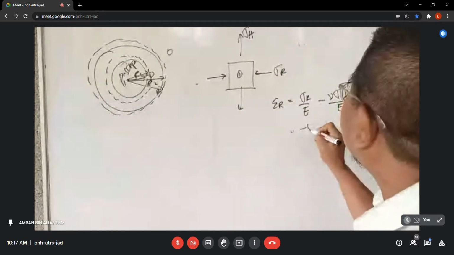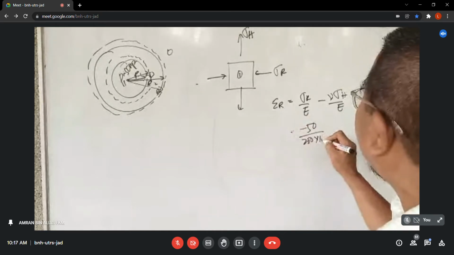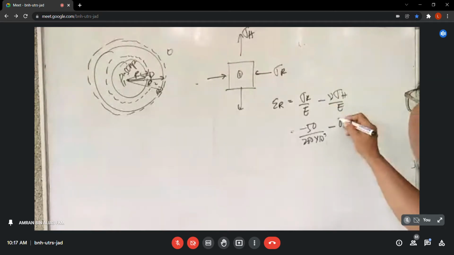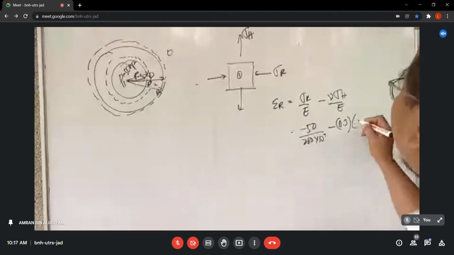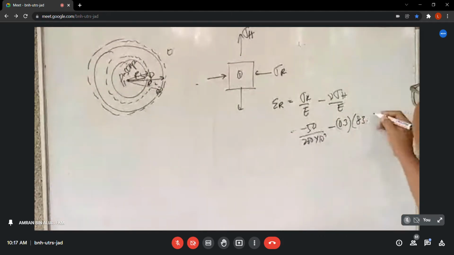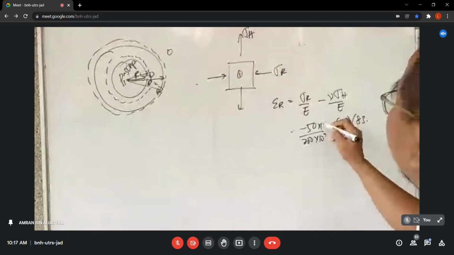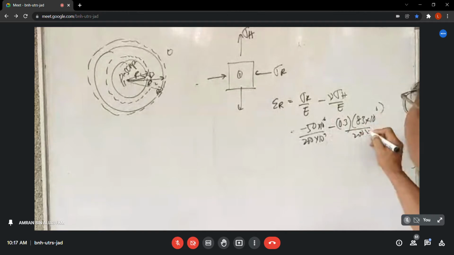So minus 50 divided by 200. Let's say the E is 200 megapascal, and minus, let's say the Poisson ratio is 0.3, and sigma H positive. Let's say the value is positive 83. 10 to the power of 6 divided by 200, 10 to the power of 9.